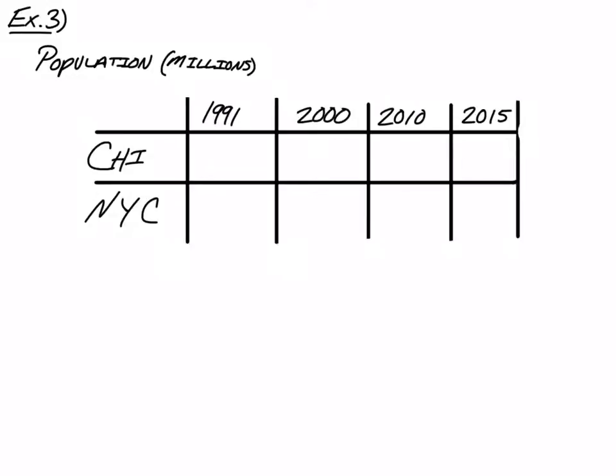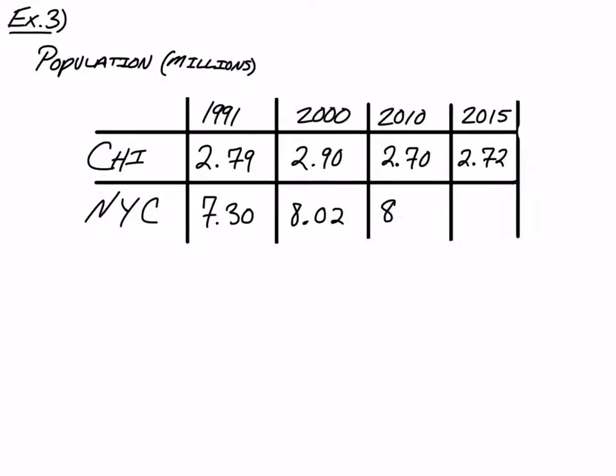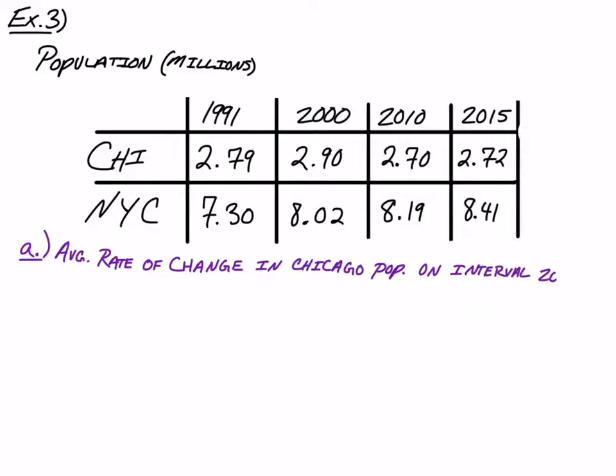So then the numbers for Chicago, 2.79, 2.90, 2.70, and 2.72. Remember, these are in millions. And then for NYC, 7.3, 8.02, 8.19, and 8.41. So then I just have a couple questions about the 2 cities here. Part A. What's the average rate of change in Chicago's population on the interval from 2000 to 2015?